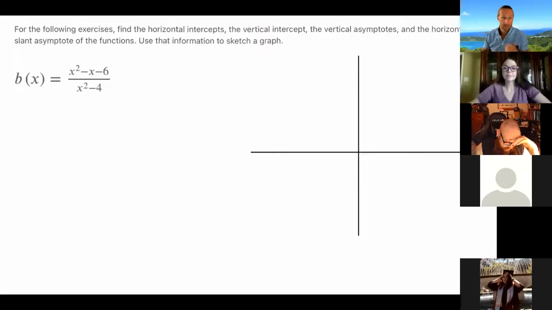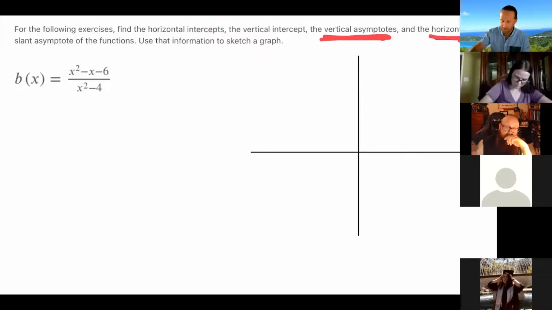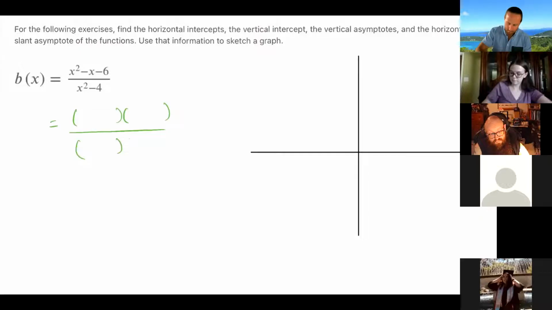Sure, okay. So this one says to find all of the intercepts, the x-axis or horizontal, the vertical y-axis or y-intercepts, vertical and horizontal asymptotes, or if there happens to be a slant asymptote, and then use it all to sketch. So what are we going to do with this function? Where should we start? The horizontal intercepts. It doesn't matter. That's the cool thing. Yeah, we could definitely start with that.